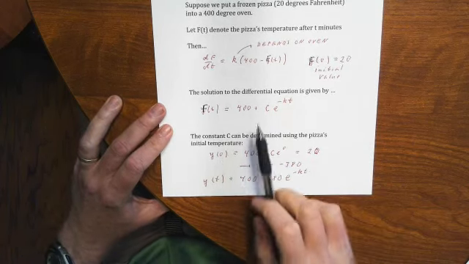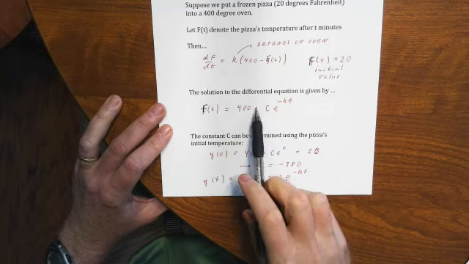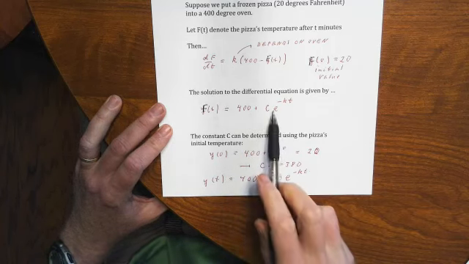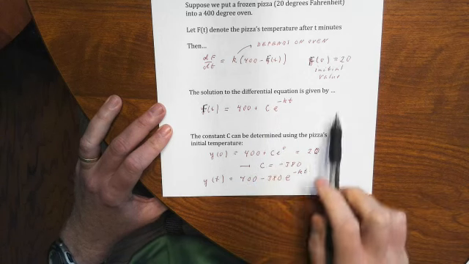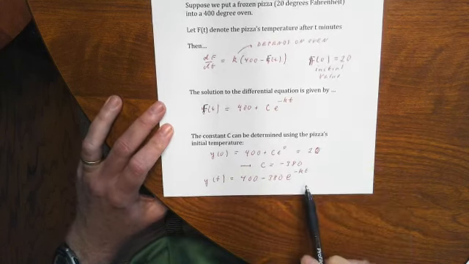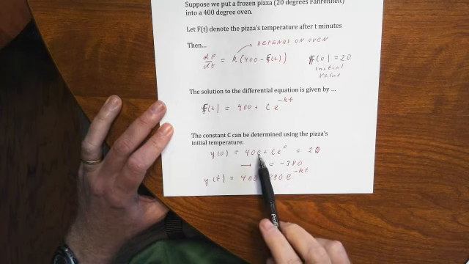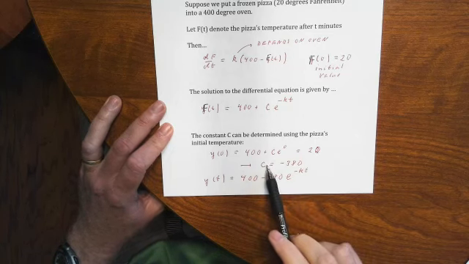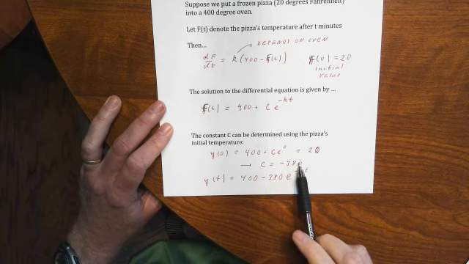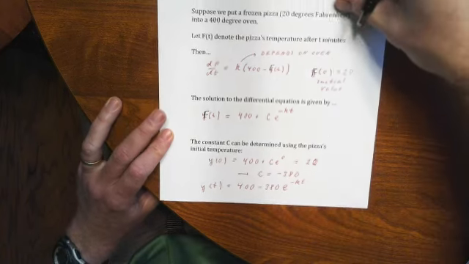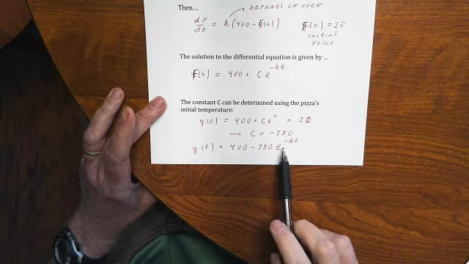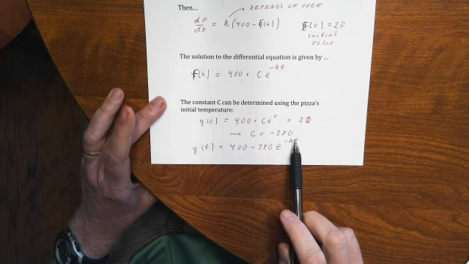Let's plug 0 into this formula. If we plug 0 into this formula, we get 400 plus C times e to the 0. And we know that has to equal the initial temperature of 20. So 400 plus C equals 20, or in other words, C equals minus 380. So that means our solution is F of t equals 400 minus 380 e to the minus kt.